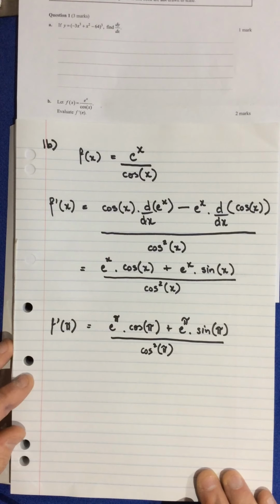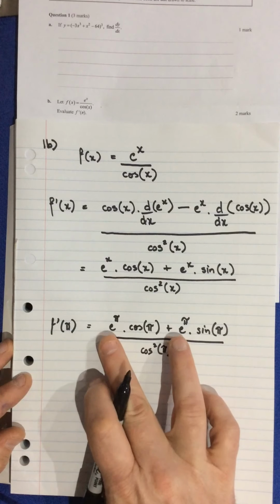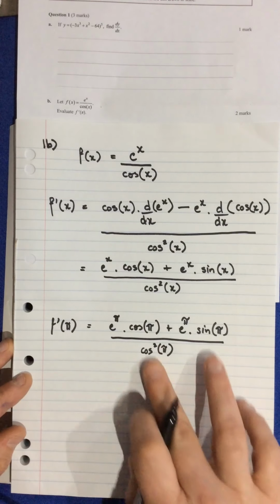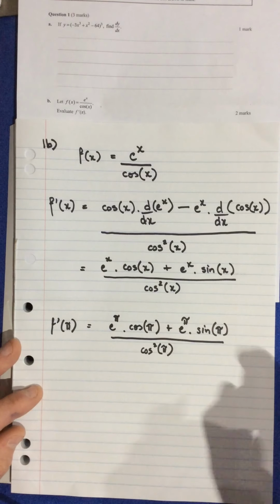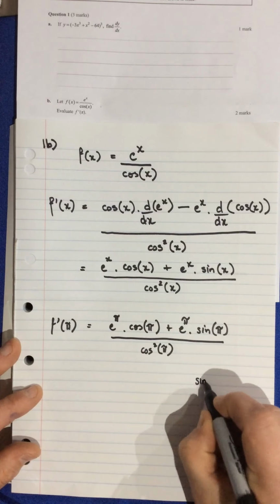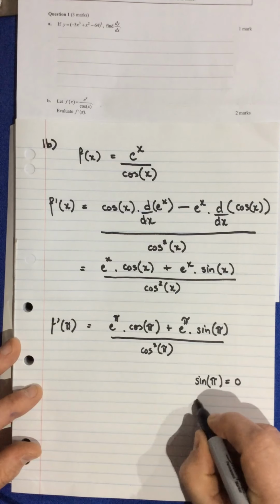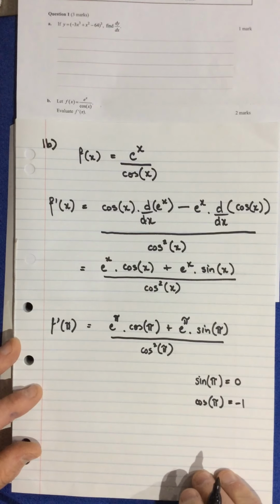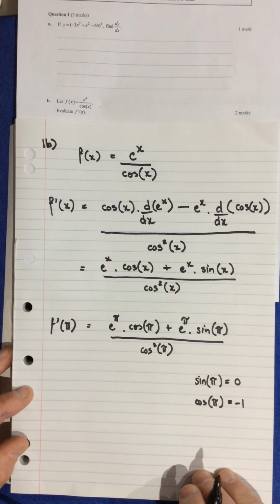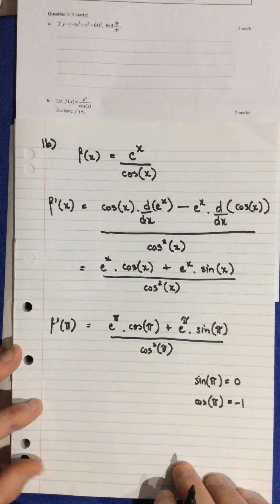So then there's not much I can do about e to the pi. I can't simplify that. That's just going to be e to the pi. But we do know values for cos and sine. Basically, sine of pi is just 0, and cos of pi is -1. You can use just a simple sine and cos graph to demonstrate that. I won't do that here.